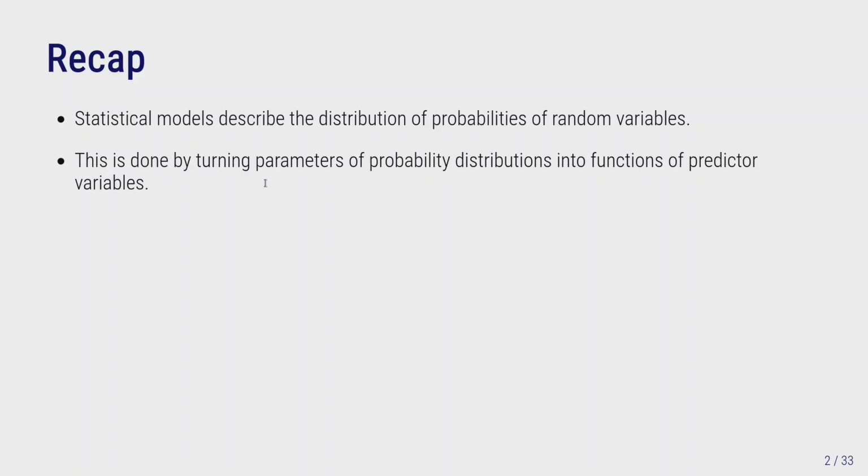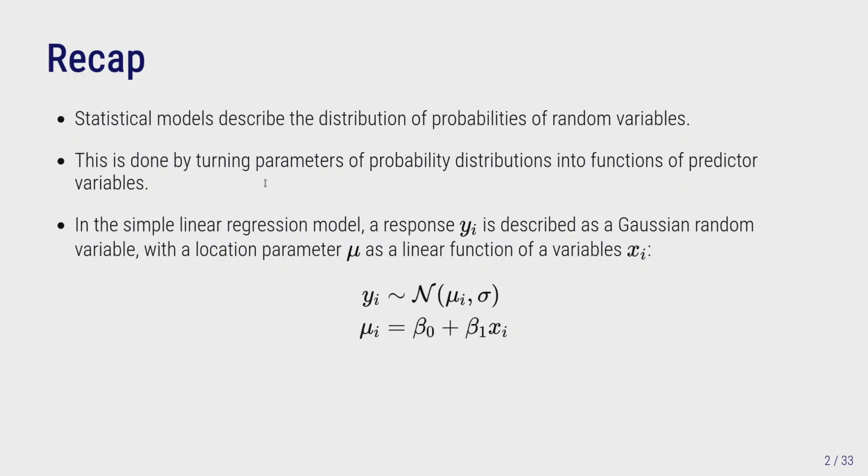We also learned how to fit a linear regression model, which is a specific class of statistical model, where you have a single response, or a single dependent variable, which is described as a Gaussian random variable that has an expected value, which is a linear function of another variable that we call the independent or the predictor variable, right? So this is, again, our notation to describe this model. I omitted the sigma here because it's constant in this model.